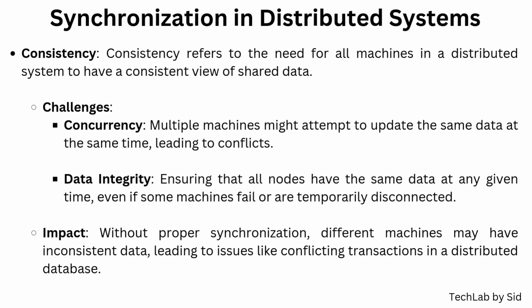However, this presents its own challenges. Concurrency issues arise when multiple machines try to update the same data at the same time, which can lead to conflicts. Furthermore, maintaining data integrity is vital, ensuring that all nodes have the same data at any given time, even in the face of machine failures or temporary disconnections. Without proper synchronization, different machines may have inconsistent data, undermining the system's reliability and functionality.